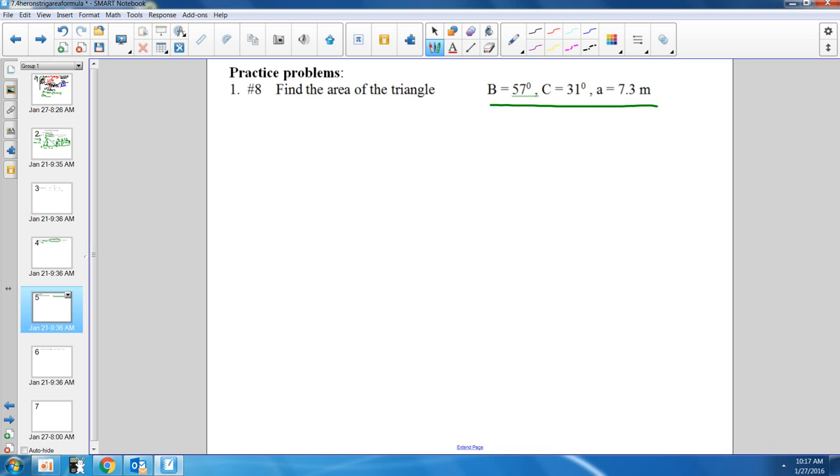But you've got to make sure that things match up. I do not have 2 sides here. I have 2 angles and a side. So I need to get a side first. If I get the side, then I can use that side and use the formula. So this is going to be a 2-step problem in order for me to get what I want.